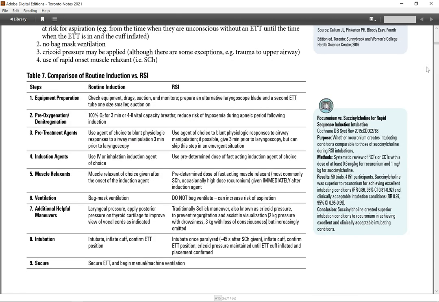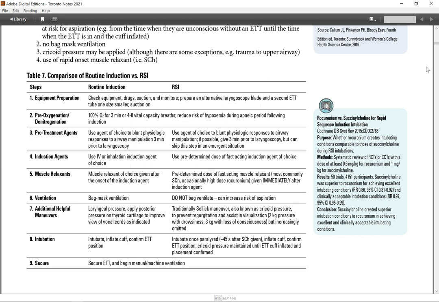Table 7, comparison of routine induction versus rapid sequence induction. Step 1, equipment preparation. Routine induction: check equipment, drugs, suction, monitors, prepare an alternative laryngoscope blade and a second ETT tube, one size smaller, suction. Both routine induction and RSI have the same first step, and the same second step.